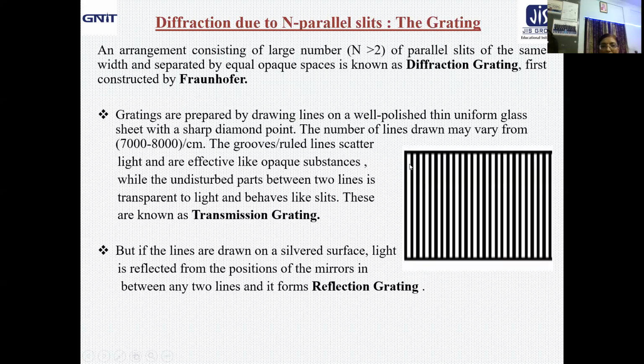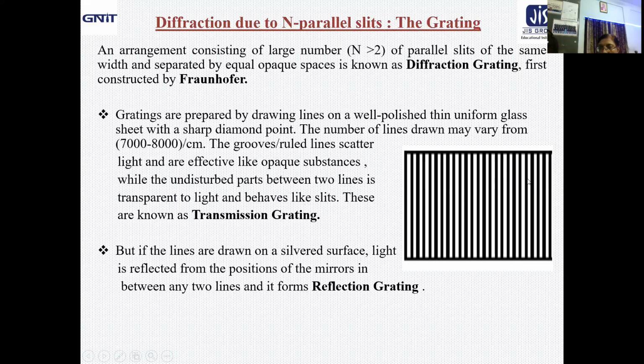Now let us take a look at this picture. Here, grating is found to be prepared by drawing lines on a well-polished thin uniform glass sheet with a sharp diamond point. So on a thin uniform well-polished sheet of glass, if you use a sharp diamond point, you will put the lines, the grooves or the ruled lines, which will scatter the light effectively like opaque substances, while the undisturbed parts between two lines are transparent to light and behave like slits.